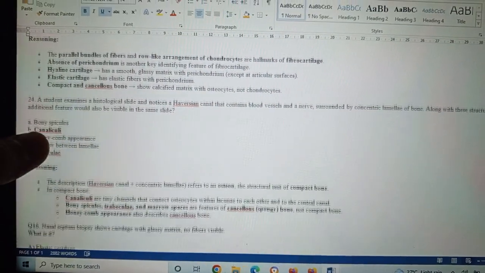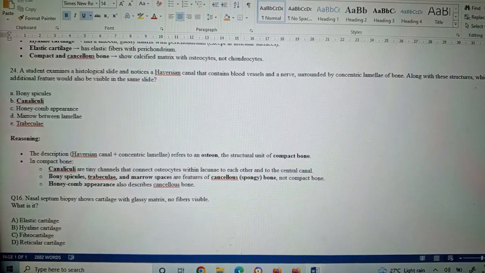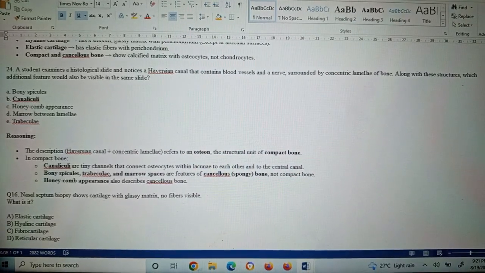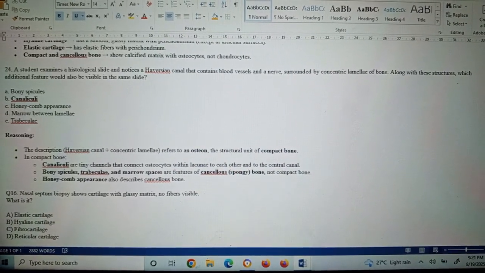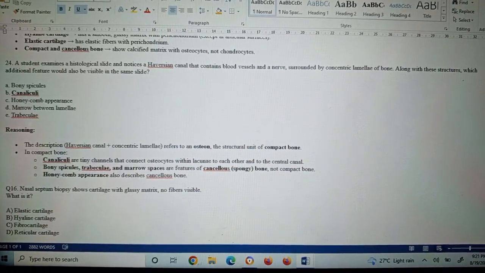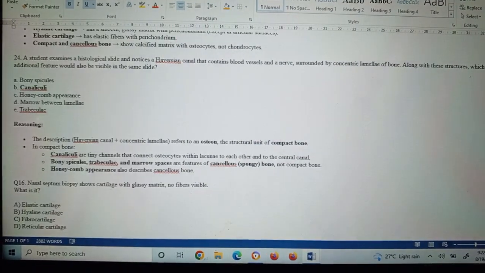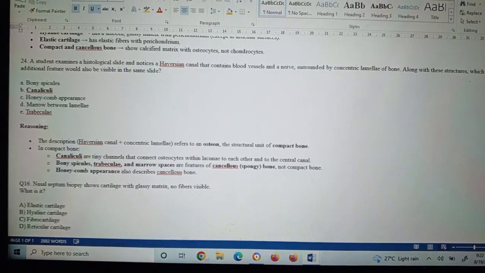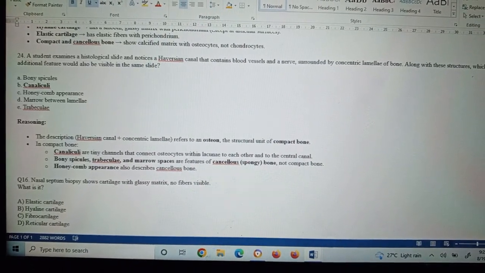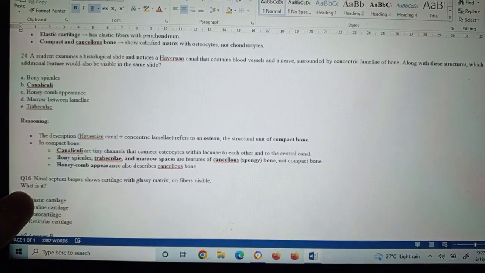Question number 24, another MCQ: a student examines a histological slide and notices a Haversian canal that contains blood vessels and a nerve surrounded by concentric lamellae of the bone. Along with these structures, which additional feature would also be visible in the same slide? Bony spicules, canaliculi, honeycomb appearance, marrow between the lamellae or trabeculae. Reasoning: Haversian canal plus concentric lamellae refers to an osteon, the structural unit of compact bone.